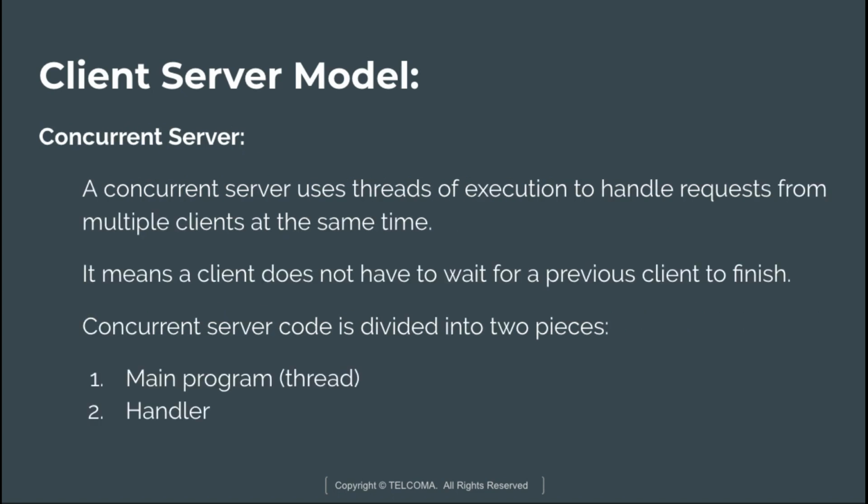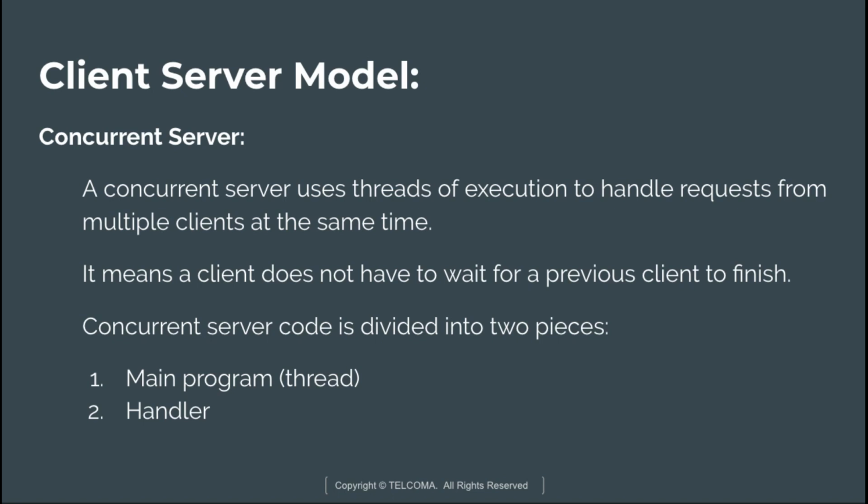Next is concurrent services. Here a concurrent server uses threads of execution to handle requests from multiple clients at the same time. So it means a client doesn't have to wait for a previous client to finish. The concurrent server code is divided into two pieces. The first one is the main program, that is the thread, and the second one is the handler. The main program accepts contact from a client and creates a thread of control to handle the client.